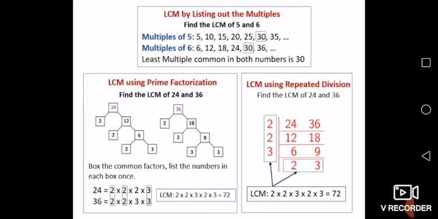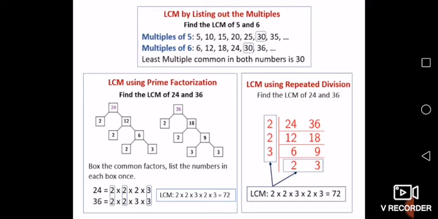So now you will find that the first or the least common multiple in both numbers is 30. So the LCM of 5 and 6, the least common multiple of 5 and 6, will become 30. Fine. This is one of the methods of finding the LCM of given numbers.